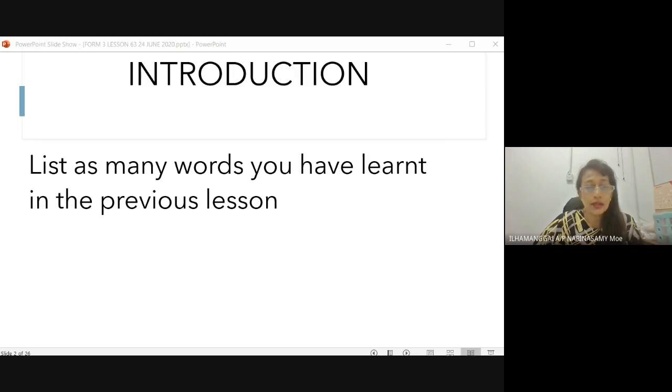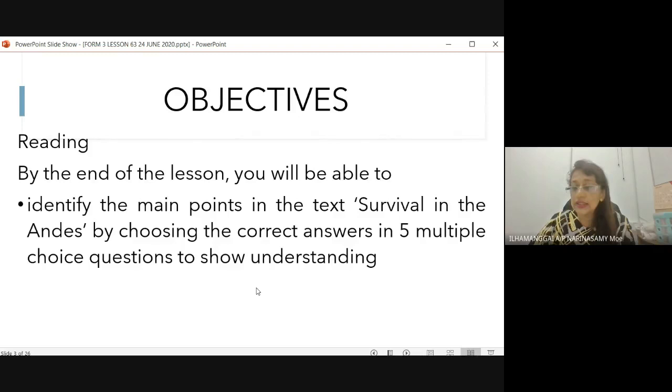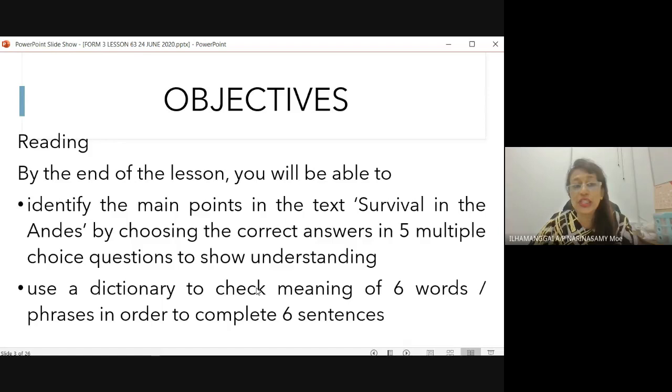The objective for this lesson is, by the end of the lesson: Yiwoon, yes, exhausted. And Swetman, ordeal. Identify the main points in the text Survival in the Andes by choosing the correct answers in 5 multiple choice questions to show understanding. And then use a dictionary to check the meaning of 6 words or phrases in order to complete 6 sentences.